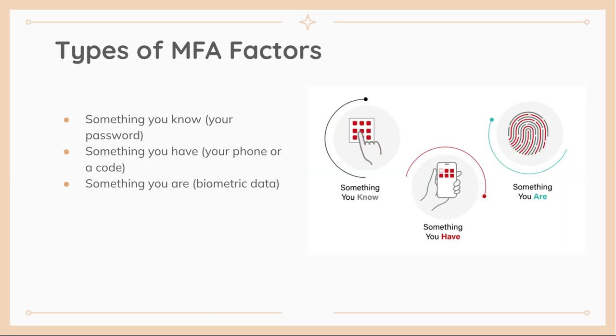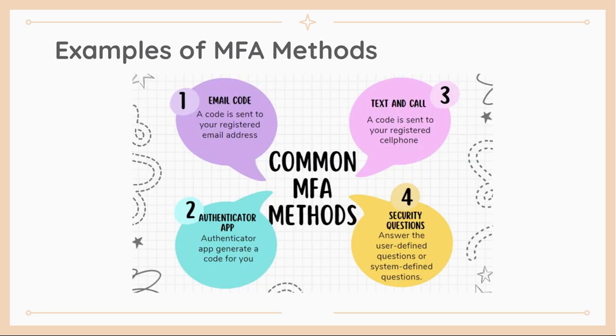The three types of MFA factors are something you know, like your password or your PIN; something you have, like your phone, a verification code, or a physical security key; and something that you are, like your fingerprint or your face, your biometric data. Most of us use these pretty much every day without even thinking about it, like unlocking your phone with your password or your Face ID or your fingerprint. We're very used to this biometric data.